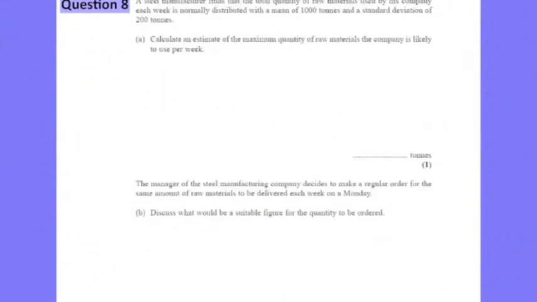Question number 8. A steel manufacturer finds that the total quantity of raw materials used by his company each week is normally distributed with a mean of 1,000 tonnes and a standard deviation of 200 tonnes. We're asked to calculate an estimate of the maximum quantity of raw materials the company is likely to use per week. So, if we take a look at the normal distribution, the mean is 1,000.